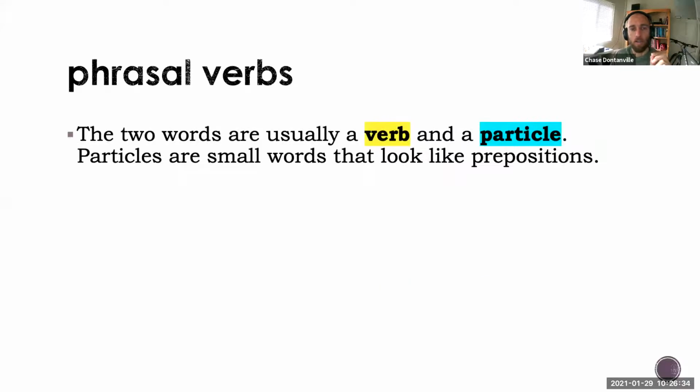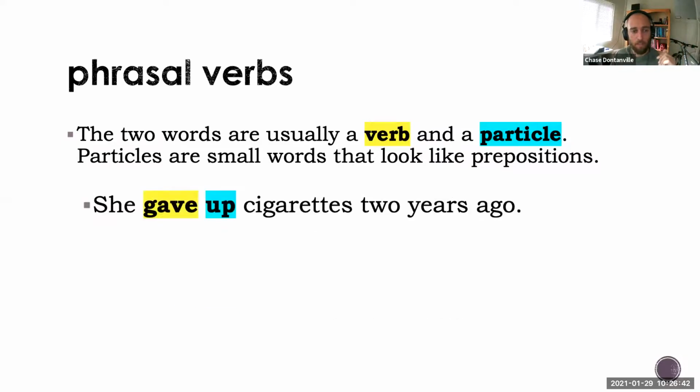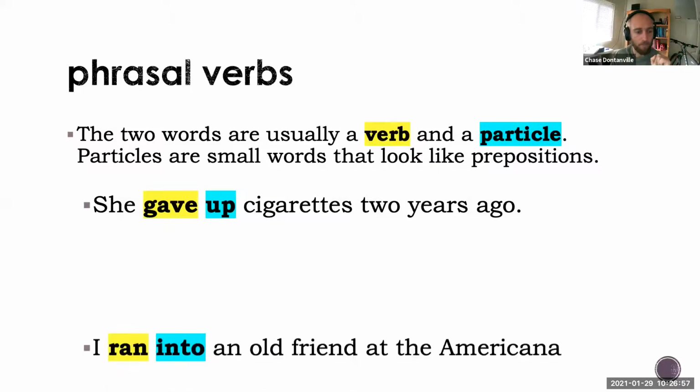Now, the 2 words are usually a verb and a particle. Now, particles are just small words that look like prepositions. So, for example, she gave up cigarettes 2 years ago. So, gave up is a phrasal verb, and it has the verb gave and the particle up. Gave up means quit or give up in the present.